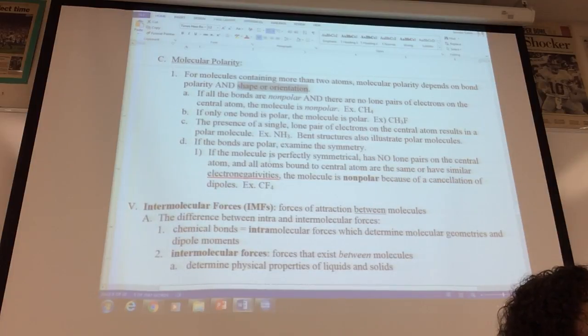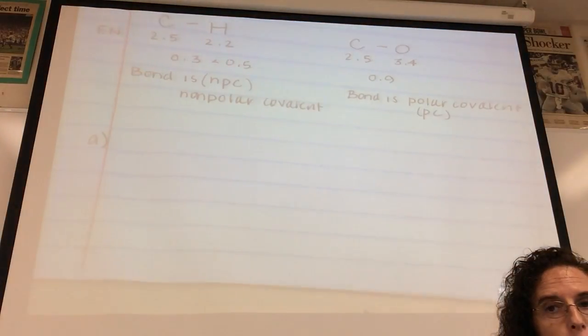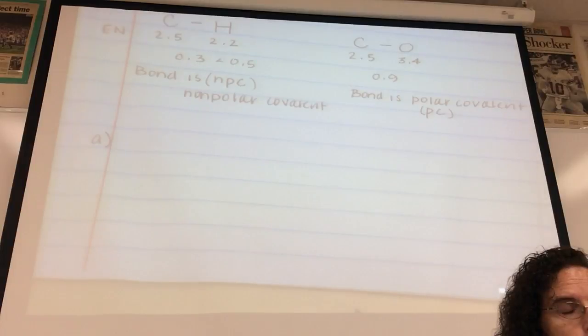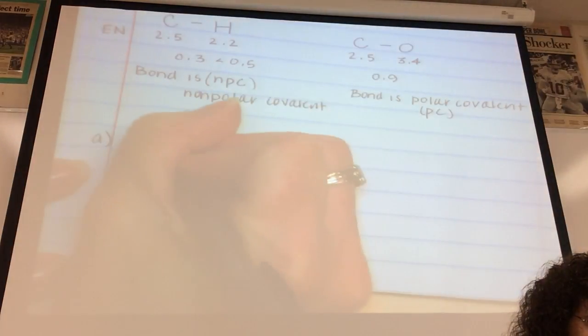We've got 4 different scenarios here. I'm going to draw examples of each one. In A, it says if all the bonds are nonpolar and there are no lone pairs of electrons on the central atom, the molecule is nonpolar. So we're going to look at these different scenarios here. This is A. So the first one says if all the bonds are nonpolar and there are no lone pairs on the central atom, you're going to have a nonpolar molecule. For example, methane.